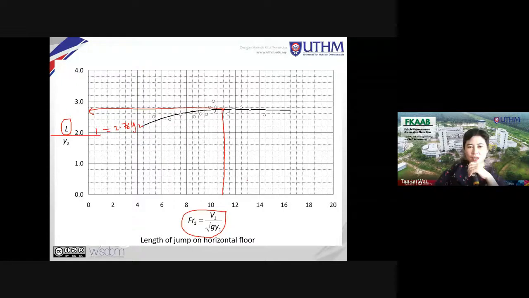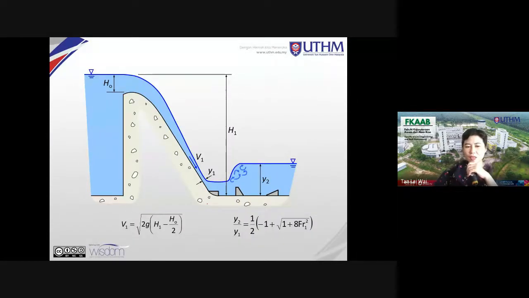Then let's go back. Now, if you need to find the Froude number and you don't have the velocity, and if these are provided, you can find your velocity using this formula, which is the square root of 2g times (H1 minus H) divided by 2, just in case. This is where your upstream velocity is, the depth of flow upstream and then downstream. So this is the conjugate depth equation.